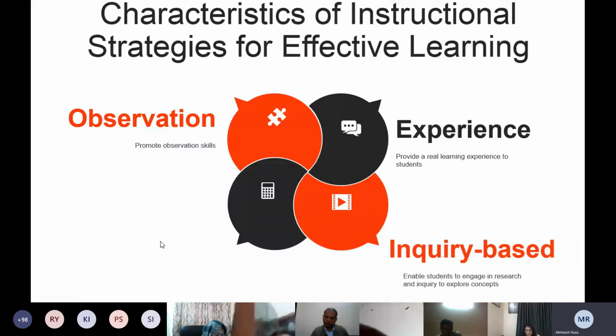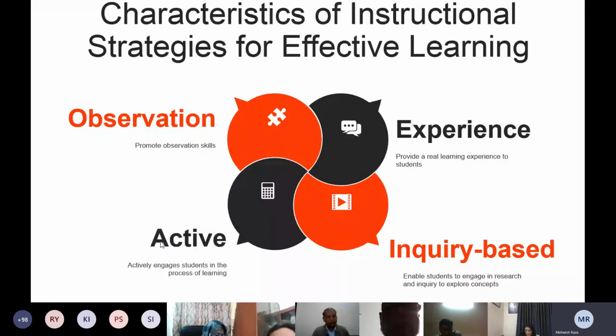Your teaching should be inquiry based. It should enable students to understand the ethics of research and to explore different concepts. They should be able to practice self-driven research and engage in exploration of different ideas for understanding the concept on their own. Also, your instructional strategies should promote activity.